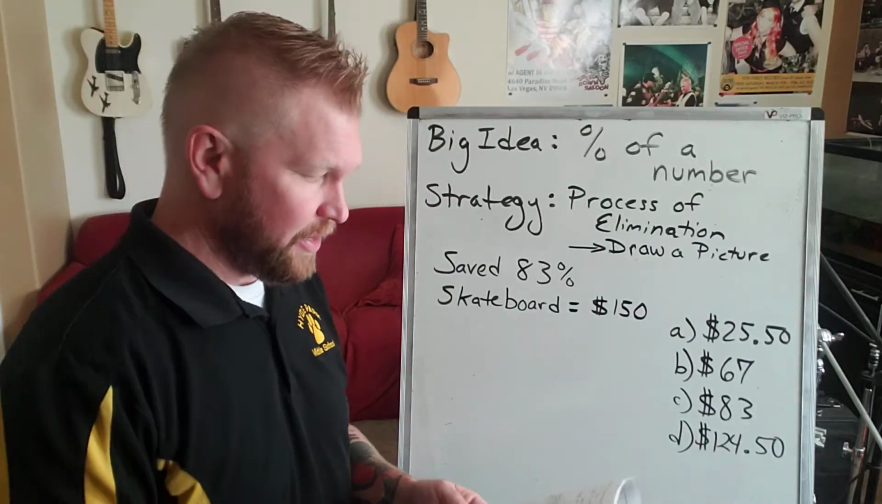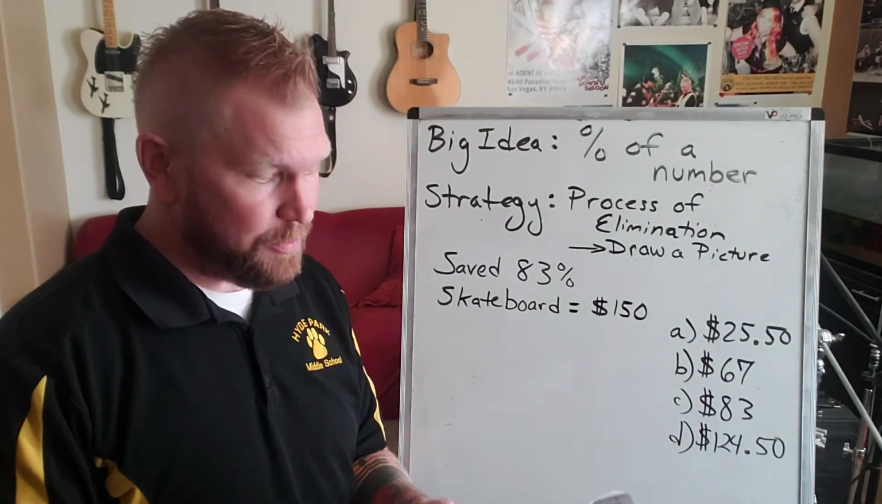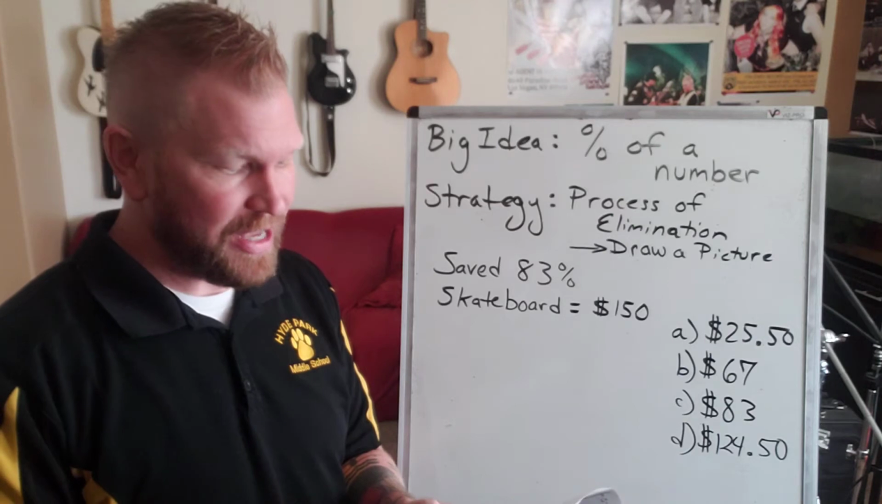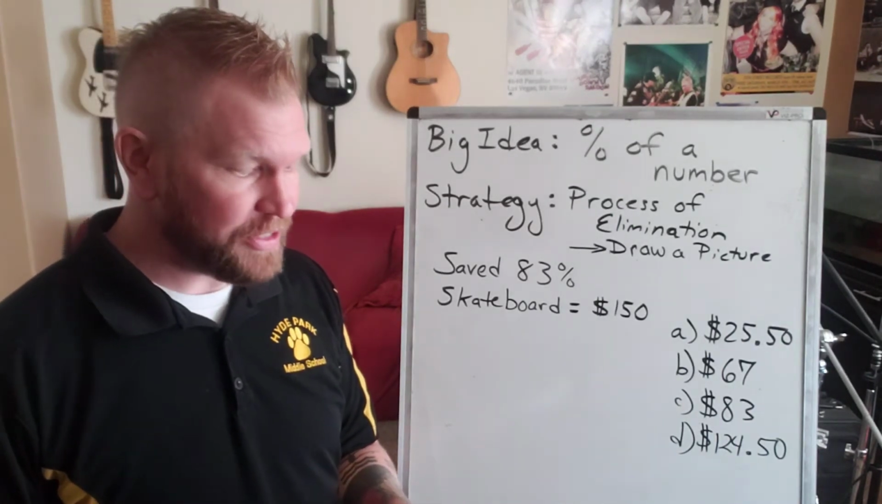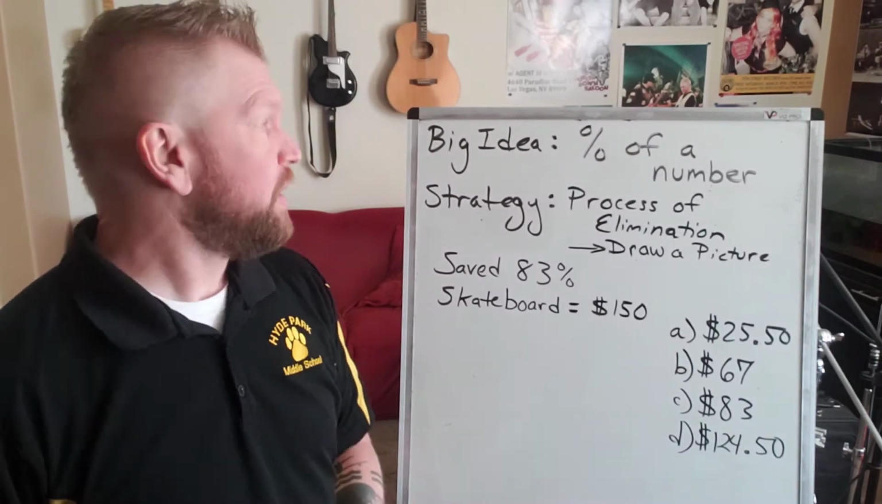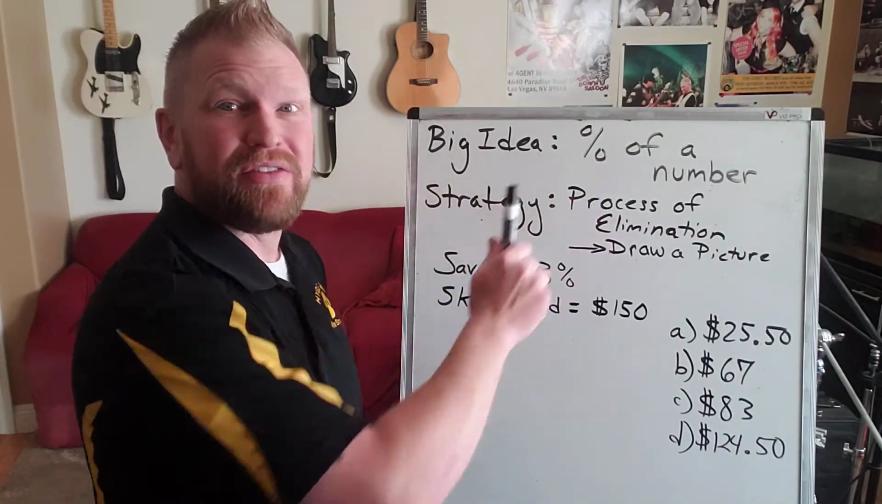All right, for this question, Richard has saved 83% of the money that he needs to buy a skateboard that costs $150. How much more does he need to save to buy the skateboard? Okay, so the big idea is percent of a number.